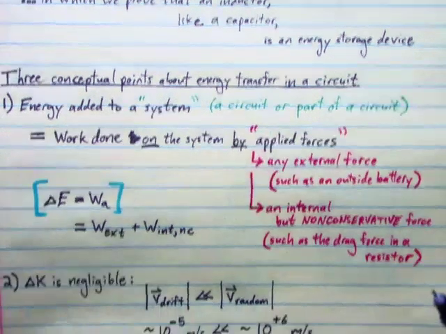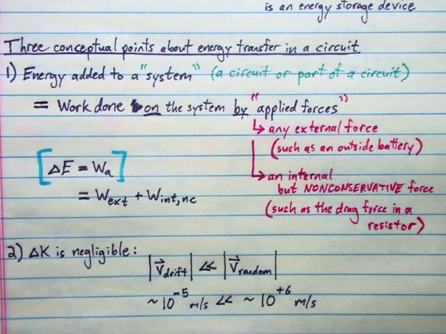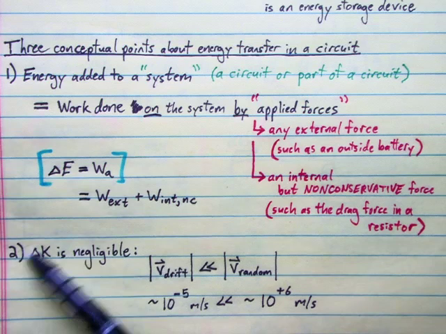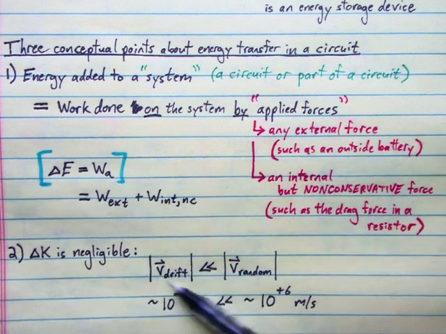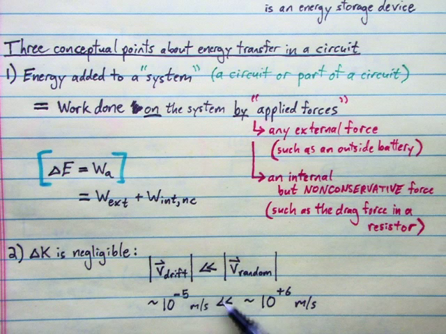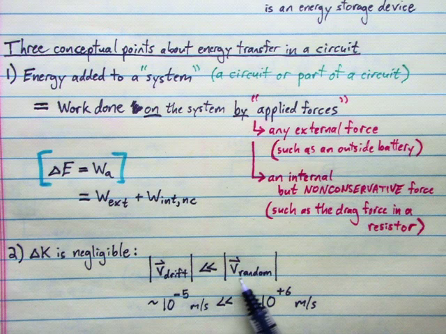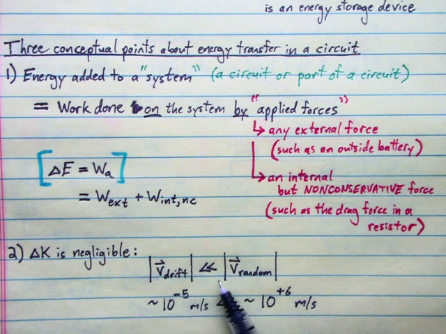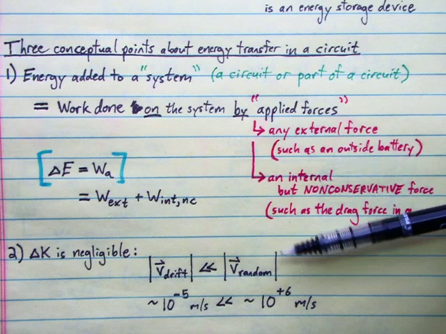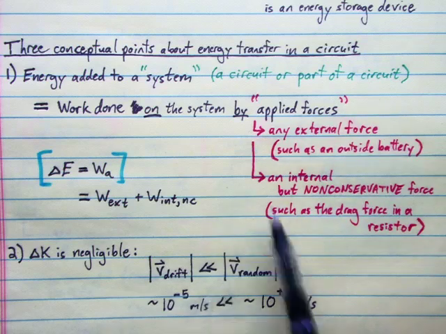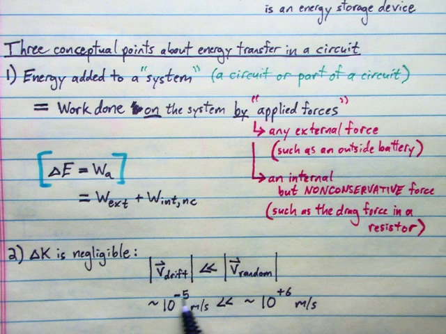Okay, point number two. When you turn your circuit on or off, the change in the kinetic energy of the system is really quite negligible. Recall that the drift velocity in our drift velocity model for current is much, much less than the speeds of the random motions of those electrons bouncing around like crazy inside your conductor. Our drift speeds are on the order of 10 to the minus fifth meters per second, as compared to the random motions, which are like 10 to the plus sixth meters per second.